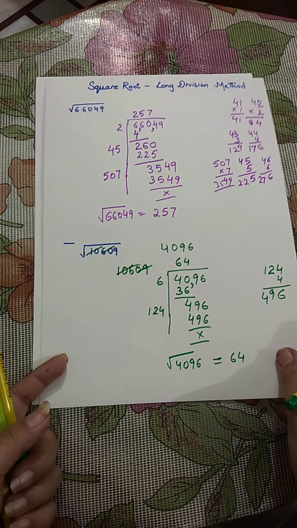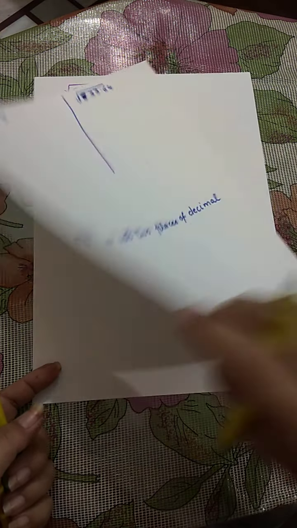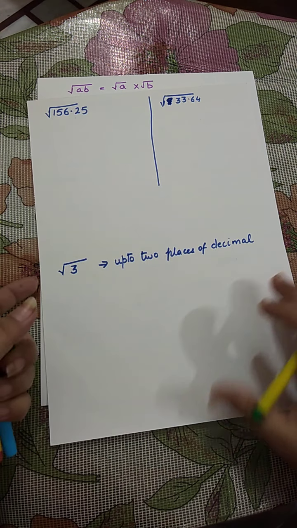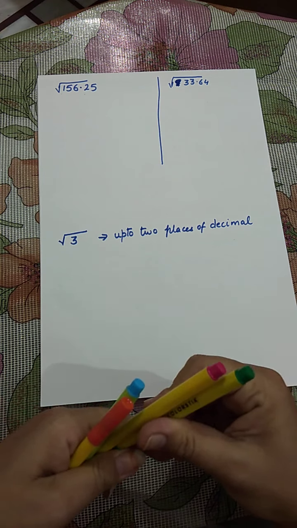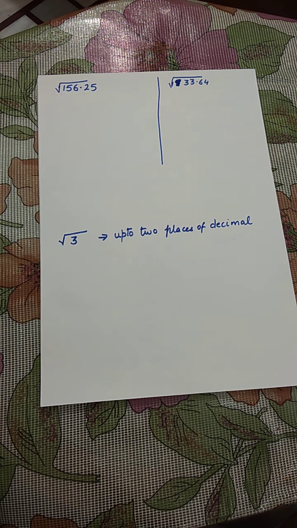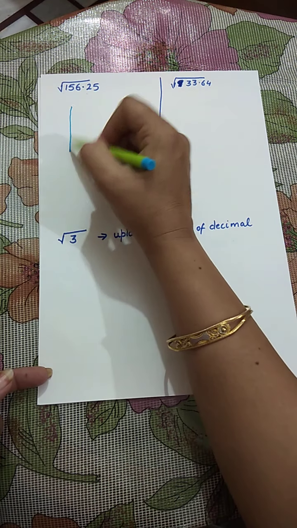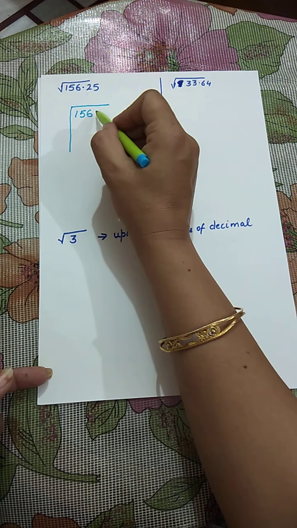Now this is your exercise number 3D, and now we are going to solve the next exercise, 3E, in which you will come across finding the square root of a decimal number. Now how to do it in a decimal number? The same procedure we are going to follow, only the first step is different when you are making the pairs.